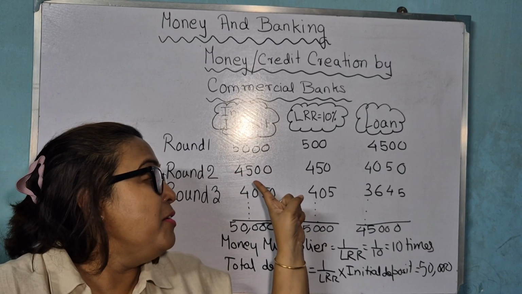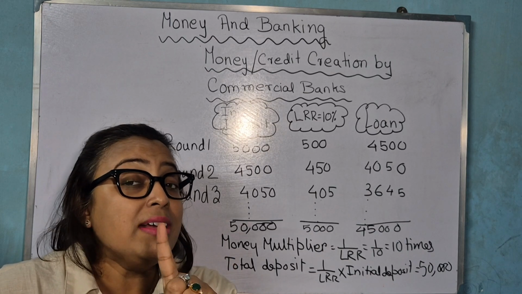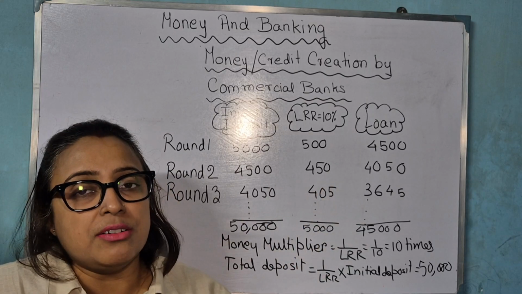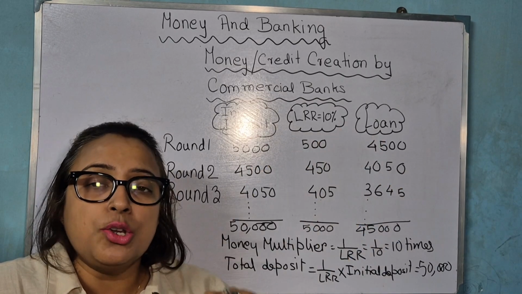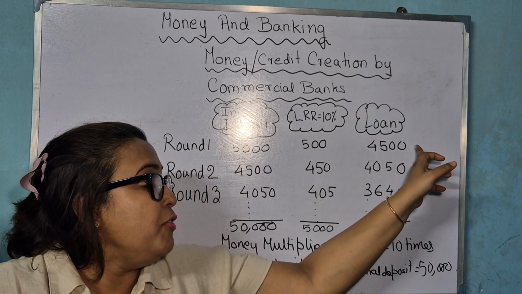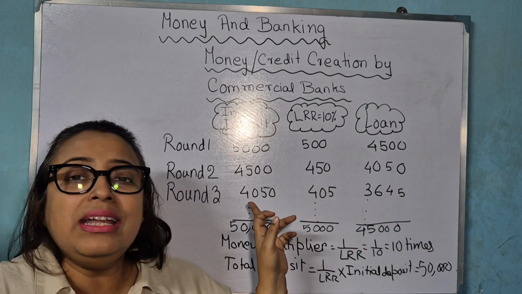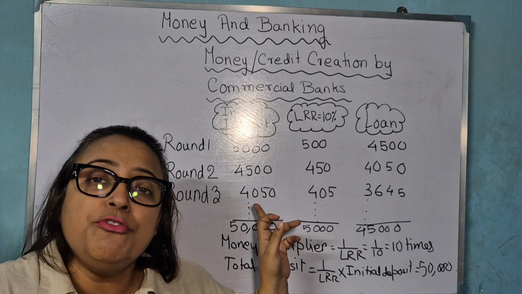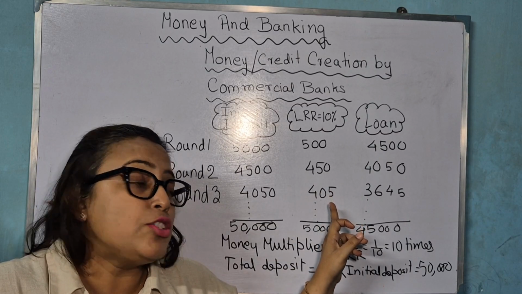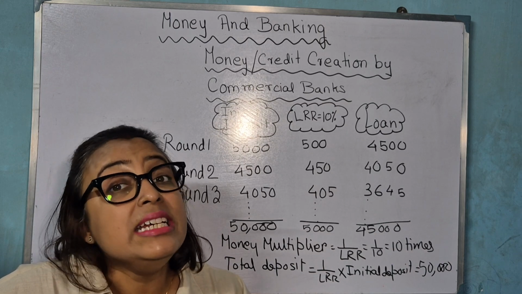From this 4,500 again, 10% the banks can give out as loans. 10% the banks have to keep as reserve. So 450 is kept as reserve, 4,050 is given out as loan. Another person has taken that loan, say person B. Person A took 4,500, person B took 4,050. Another account gets opened in the name of this borrower B, 4,050. Now from here again, 10%, 405 rupees, has to be kept as reserve, and 3,645 can be given out as loan to person C.